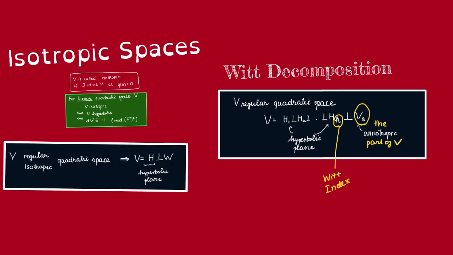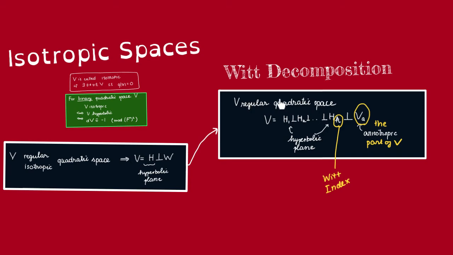The Witt decomposition is going to come from the following proposition. We'll prove that proposition in a moment, but right now let's see why it implies the Witt decomposition. The proposition says that if we have an isotropic regular quadratic space, then it can be written as a direct sum of a hyperbolic plane with its orthogonal complement.